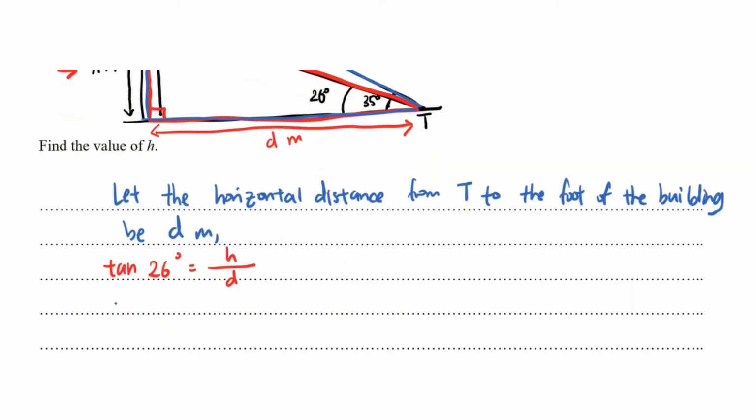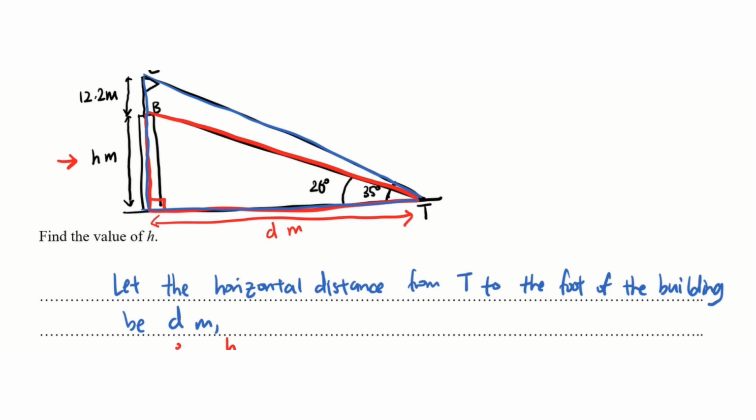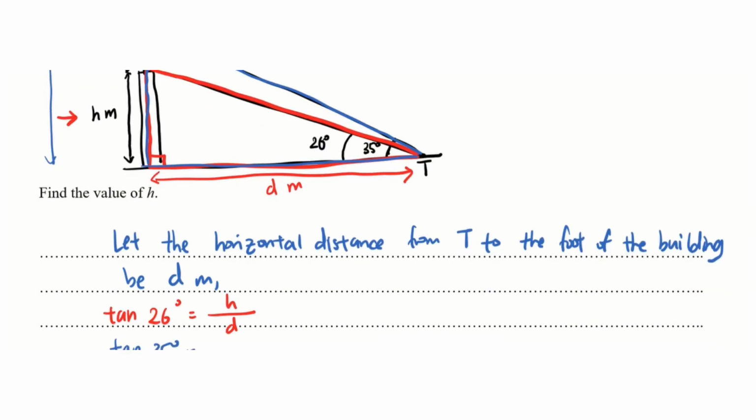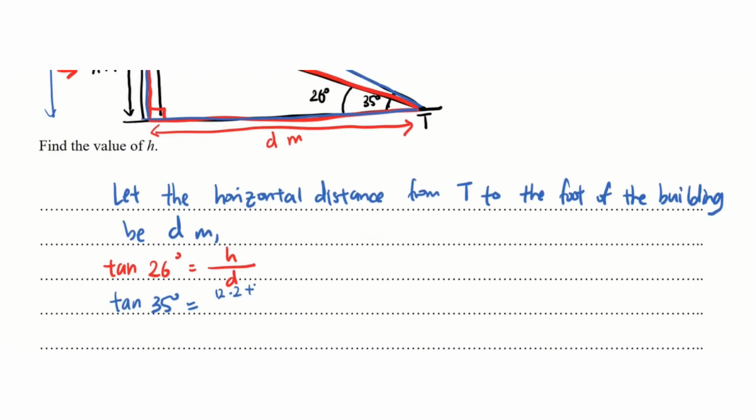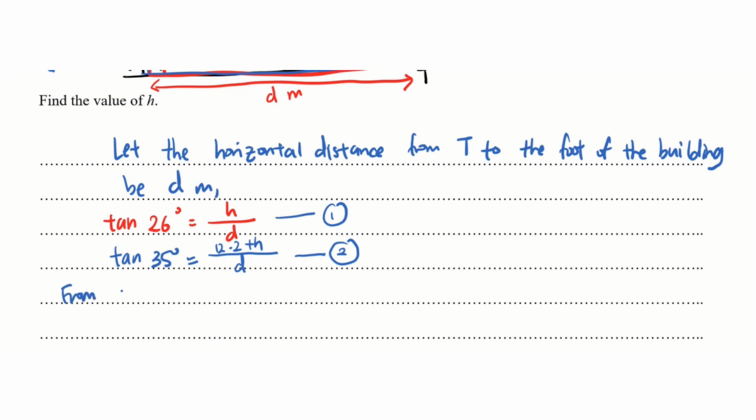In the next bigger right angle triangle, we have tangent 35 degrees. Let me scroll back up. Tangent 35 degrees equals opposite, so the opposite length is actually 12.2 plus H, over the same horizontal distance, the adjacent distance, which is D. So we've got two equations over here. Personally, I don't usually like fractions, so I always like to cross multiply them. From equation 1, D times tangent 26 degrees equals H. And from equation 2, we will get D times tangent 35 degrees equals 12.2 plus H.